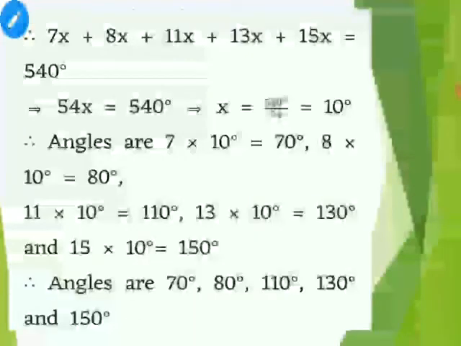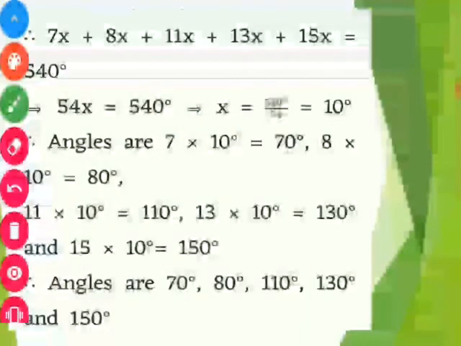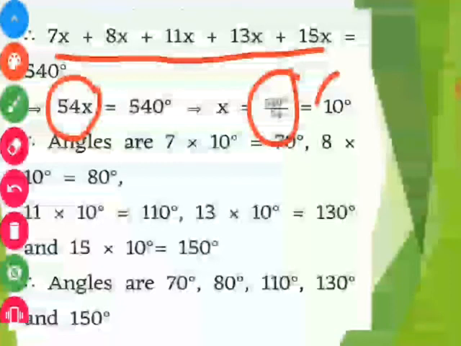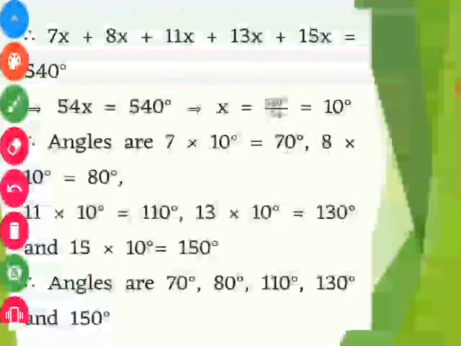So 7x plus 8x plus 11x plus 13x plus 15x will be equal to 540. Now we will do the sum of these angles. So when you find the sum of these angles, you will get 54x, and x will be equal to 540 divided by 54, which is equal to 10. So now you will calculate all the angles. So let's calculate the angles.